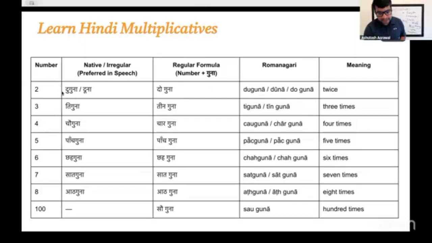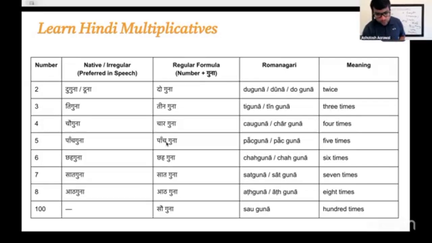You will hear Hindi speakers using dugna. Colloquially, they will also use duna. Because they're saying it so fast, they almost don't say the gu part, so it becomes duna. Colloquially it means the same thing, but because they're saying it so fast, they skip the letter altogether.